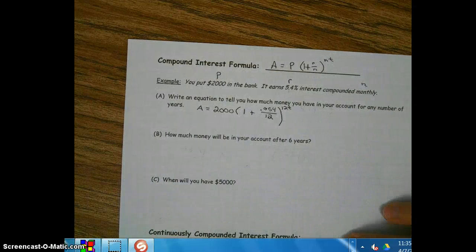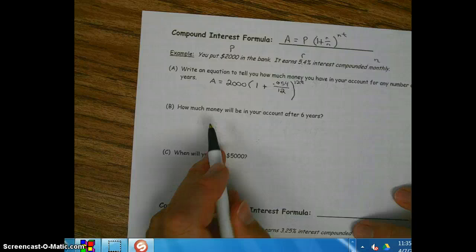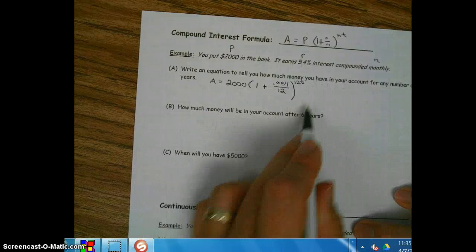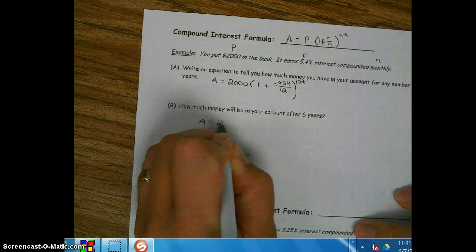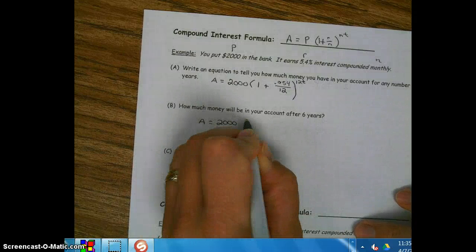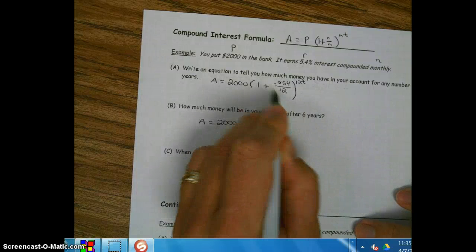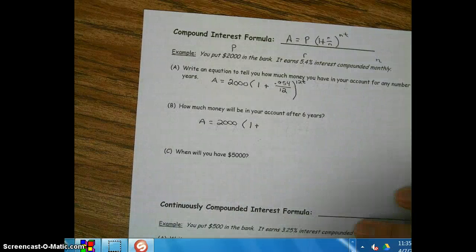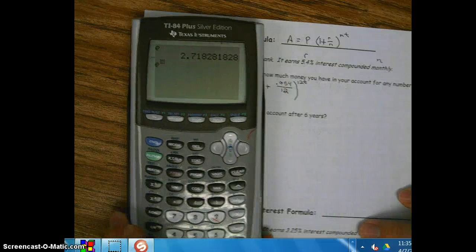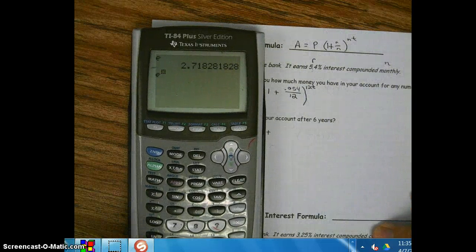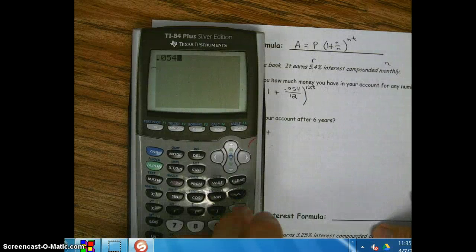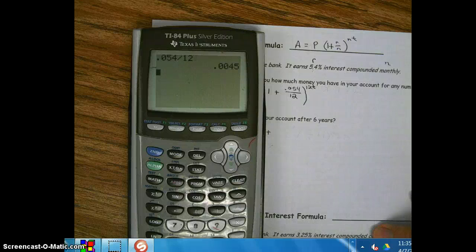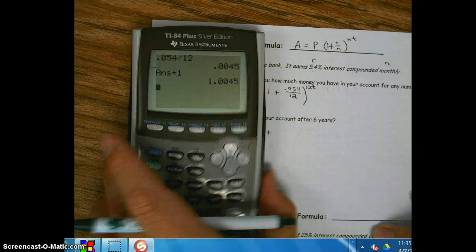There's our formula. Okay, how much money will be in your account after 6 years? So we just plug in 6 in for T. I'm going to go ahead and divide that. Let's see what that comes out to be. Let's do that real quick here. We have 0.054 divided by 12. And let's go ahead and add that 1 on. So 1.0045.